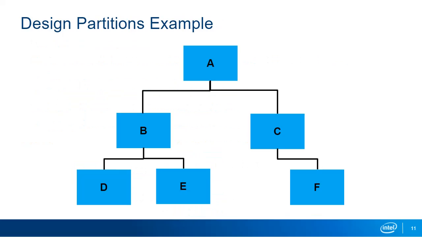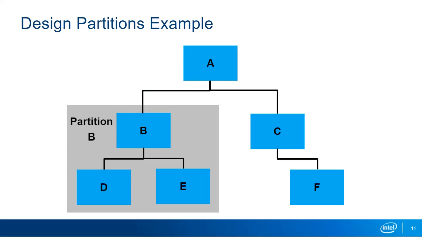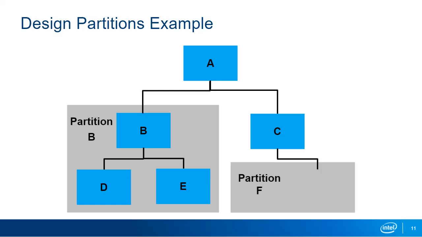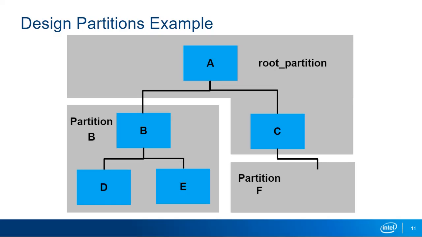Here is what partitioning a design might look like. Design block B has been defined as a partition. Blocks D and E have not been tagged as partitions, so, as a result, they are part of partition B. Block F has been defined as a partition on its own. It could be a timing-critical block of logic, or it's an IP that will get added to the design later. Lastly, design entity A, since it is the top-level design, is automatically set as a partition, the root partition.